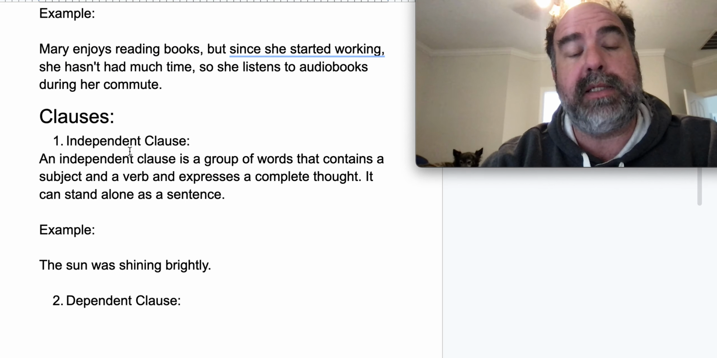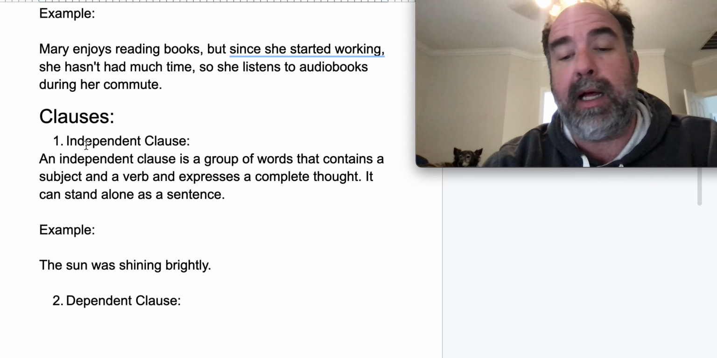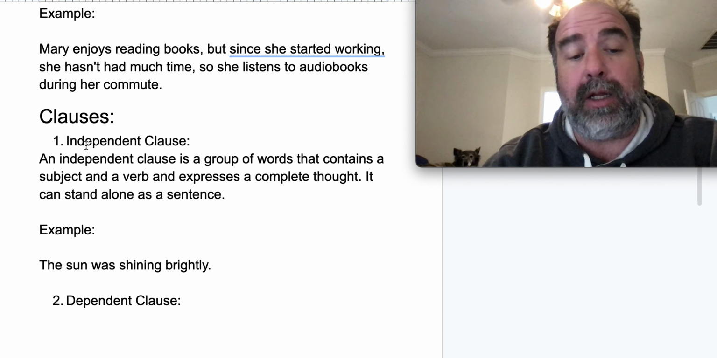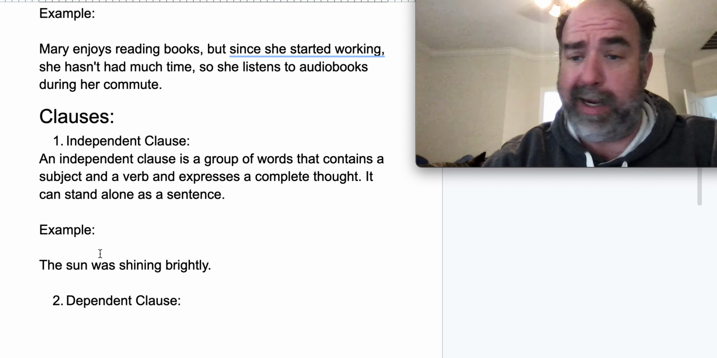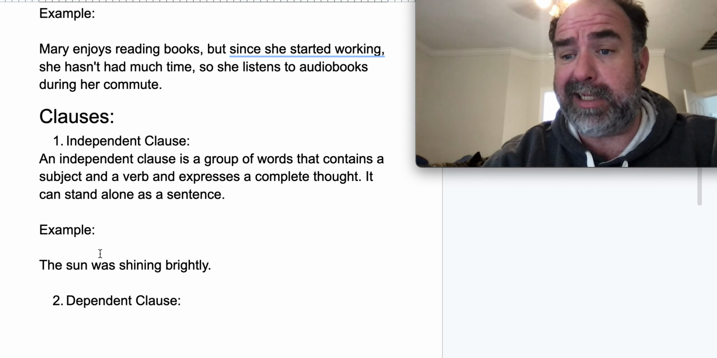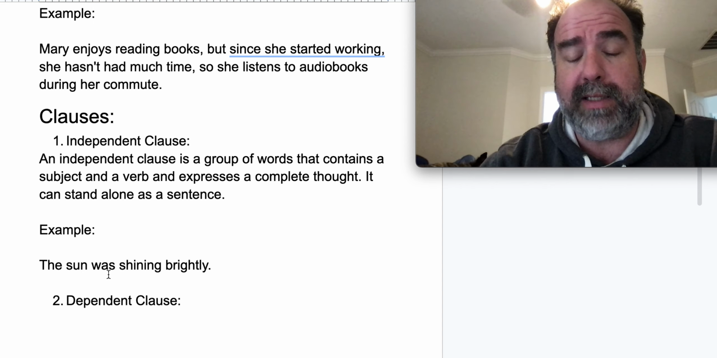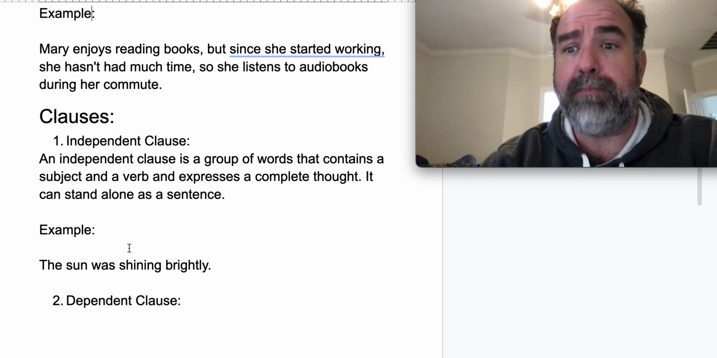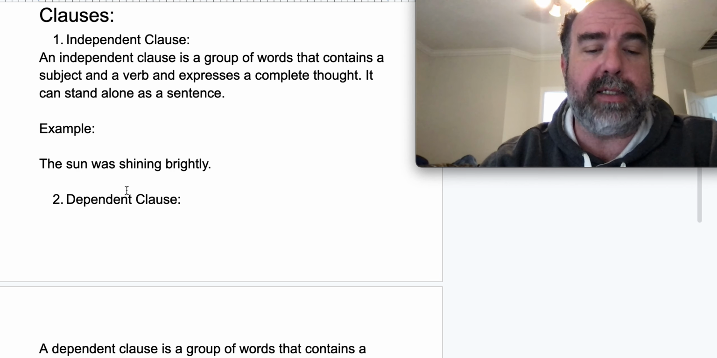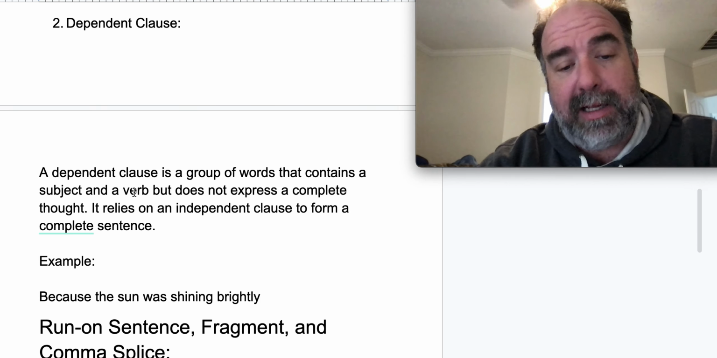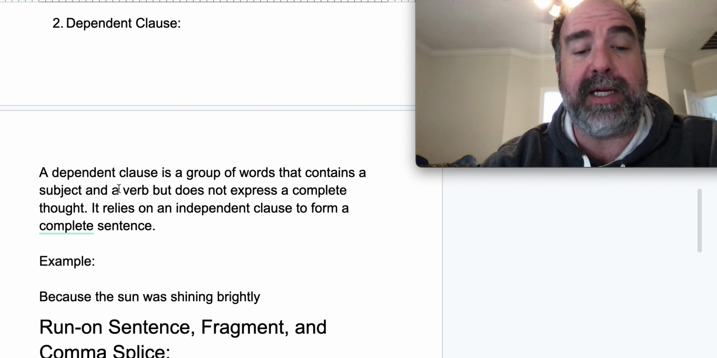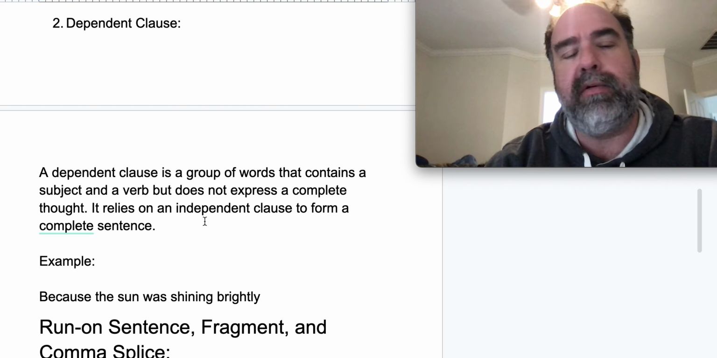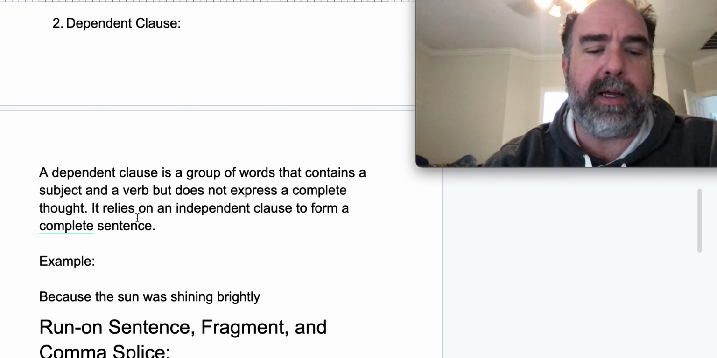Now let's talk about clauses. Independent clauses. An independent clause is a group of words that contain a subject, verb, and express a complete thought. It can stand alone as a sentence. The sun was shining brightly. That's a sentence. The sun, subject, was shining, verb, brightly, describing the verb, adverb. Yep, cool. Dependent clause. A dependent clause is a group of words that contain a subject and a verb, but does not express a complete thought. It relies on an independent clause to form a complete sentence.